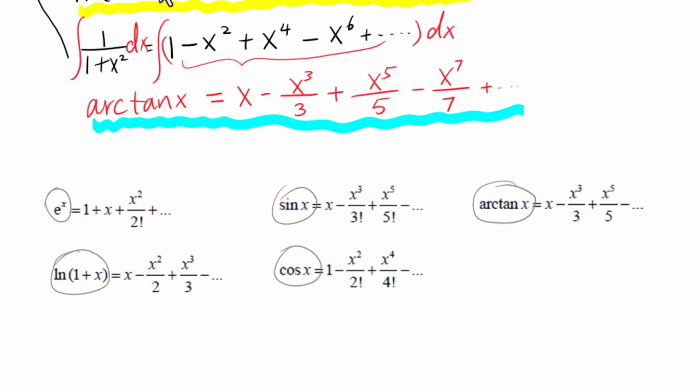Now, we already figured out the Maclaurin series for these 5 basic functions. Even though these formulas are given in the formula chart, I still recommend you memorize the Maclaurin series for these basic 5 functions.